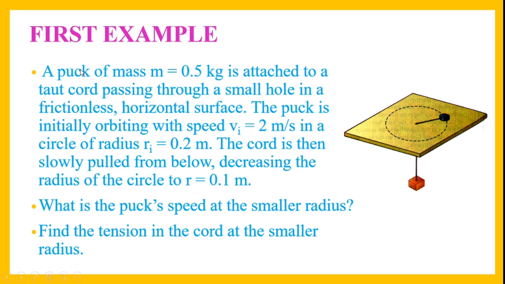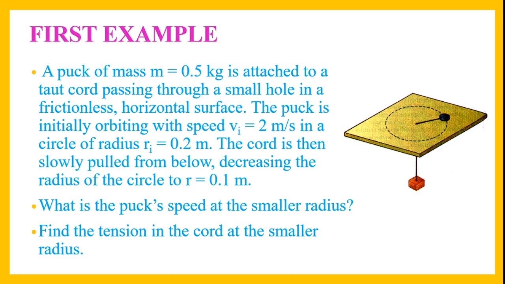Now we'll see one example with a problem. A puck of mass m equal to 0.5 kg is attached to a taut cord passing through a small hole in a frictionless horizontal surface. The puck is initially orbiting with speed vi equal to 2 meters per second in a circle of radius ri, that is 0.2 meters. The cord is then slowly pulled from below, decreasing the radius of the circle to r equal to 0.1 meter. What is the puck's speed at the smaller radius? Find the tension in the cord at the smaller radius.